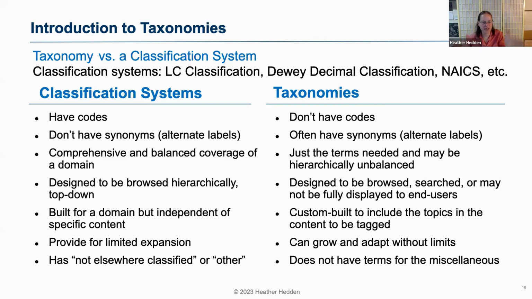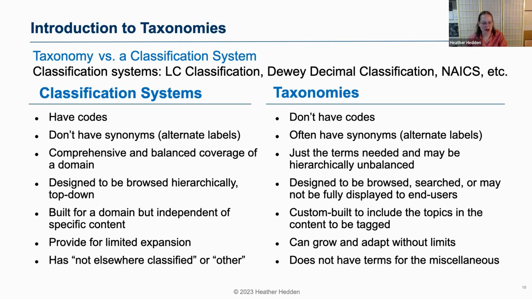And so it doesn't have to be this hierarchical structure where we have the hundreds level and the tens level, and this numeric so-called balance. It can be deeper in some areas and not so deep in others. And it's designed to be not just browsed, but also searched and not fully displayed, such as I showed in type ahead. And it's custom built to include just the topics and the content to be tagged, instead of ones like, oh, this is going to be used in every library, no matter what.